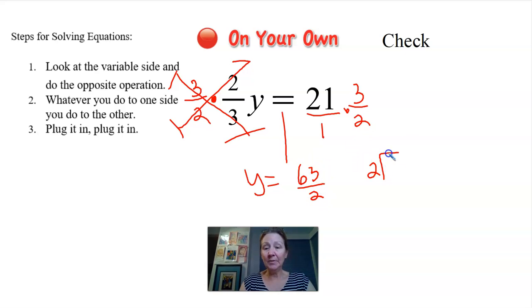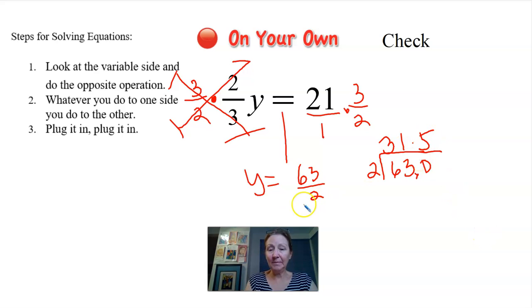And then you can use a calculator. I know I need to add a decimal and it goes to 0. 2 goes into 6 3 times. 2 goes into 3 once. 31.5. Oops, I put that in the place of my check. Okay. y equals 31.5. Let's check it.